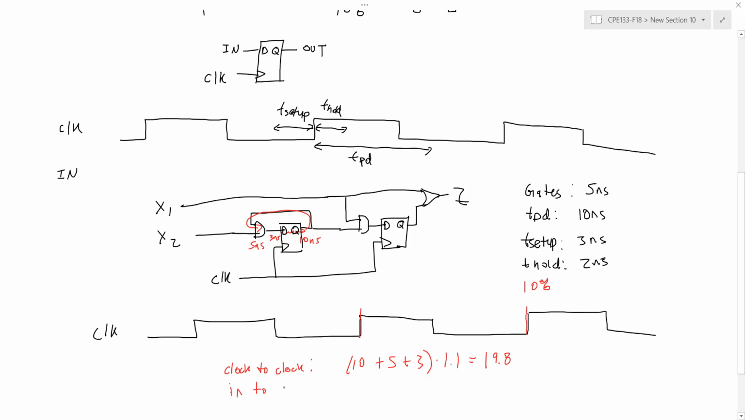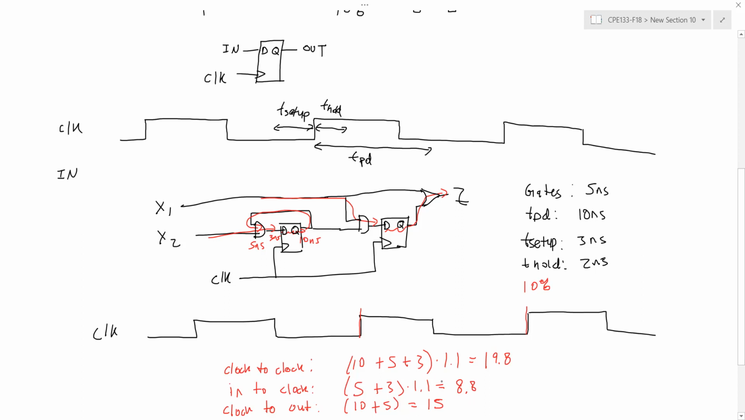Okay, just to be safe, I can check the other paths. So for example, from the input to one of the flip-flop inputs, the longest path I have here looks like it's through one of my gates. So I have a delay of 5, plus the setup time, plus my timing margin. That gives me a delay of 8.8, which is less than the path from one flip-flop to another flip-flop, or from clock to clock. From the clock edge to the output, I have the flip-flop propagation delay and then an OR gate, so I'm going to have 15 nanoseconds for that delay.